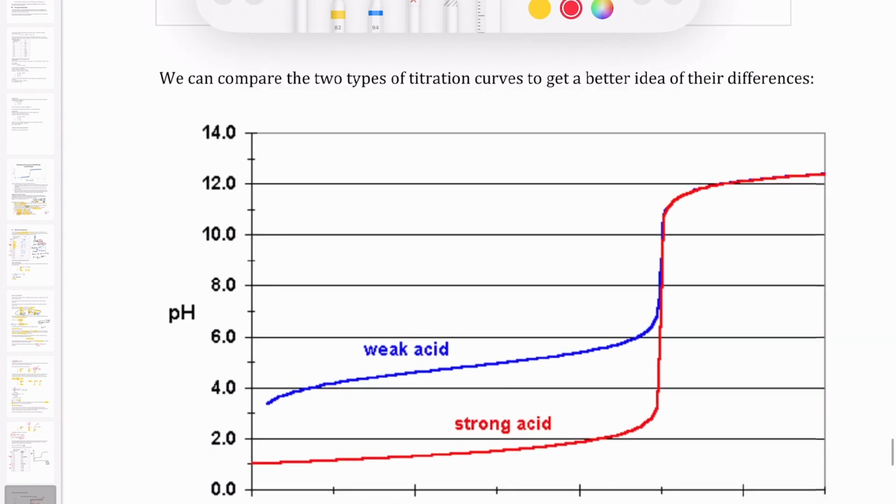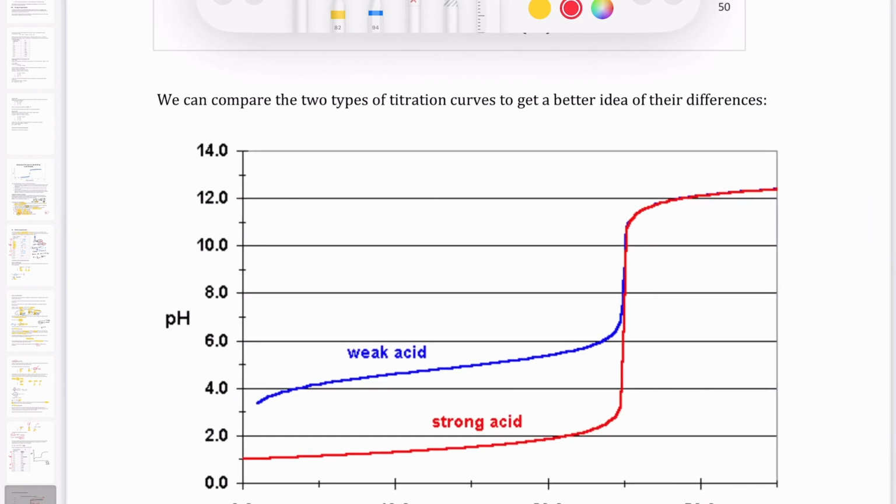This is a comparison of the actual plot of a strong acid and weak acid titration using the same starting concentration for both acids. As you might imagine, the strong acid starts at a lower pH, so even though you have the same concentration, the weak acid is not going to be as acidic as a strong acid.